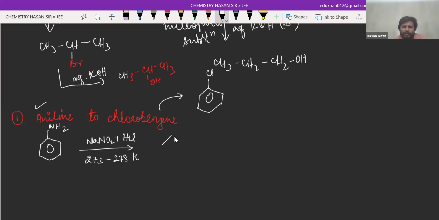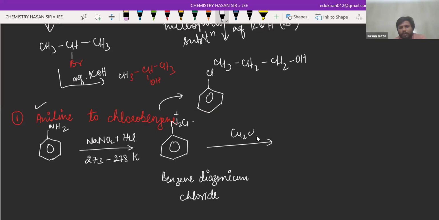So what will happen? Basically, there will be formation of benzene diazonium chloride, that is N2 plus Cl minus. This is a salt which has the name benzene diazonium chloride. We're using Sandmeyer's reaction, a very important name reaction. After this, you are going to react this with Cu2Cl2. Then you will be getting chlorobenzene. Very easy, isn't it?